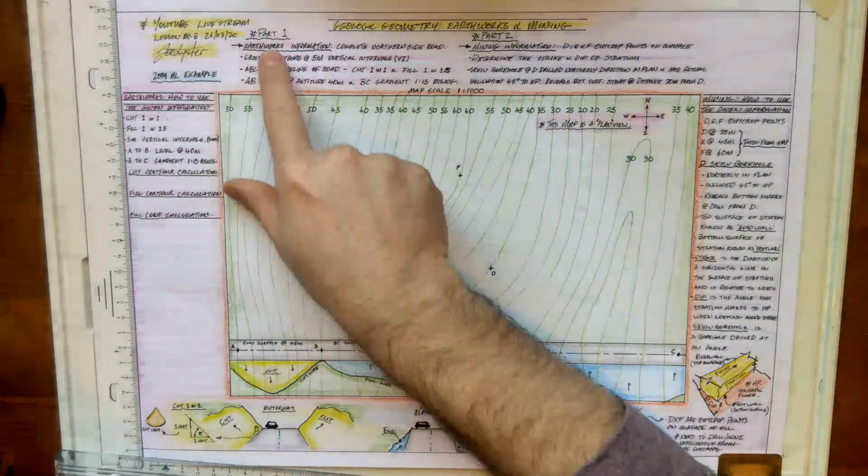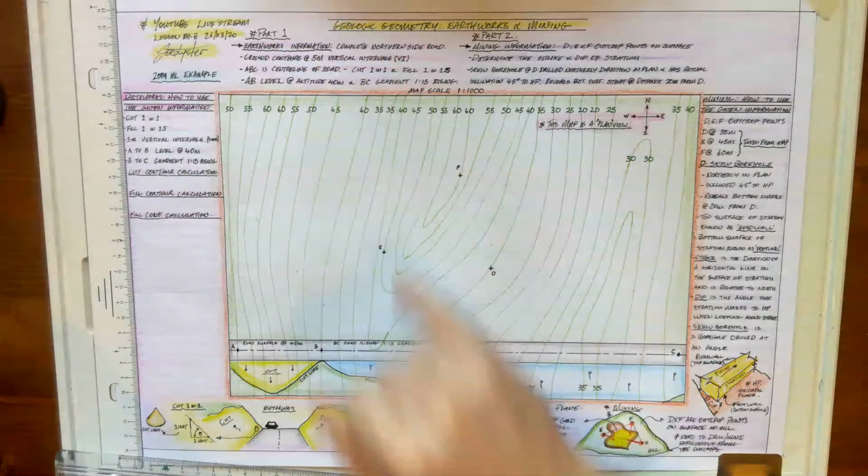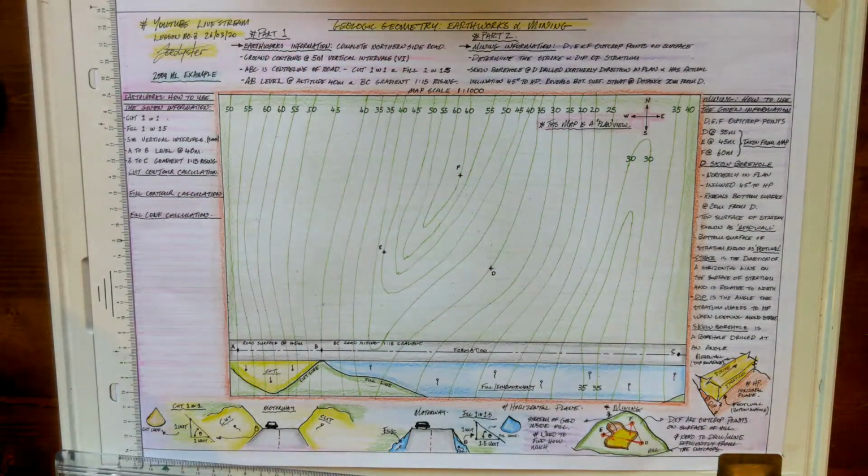What's given to us? Earthworks information. Complete northern side of road. Ground contours at 5 meter vertical intervals. ABC is the center line of the road. The cut, 1 and 1. Fill, 1 and 1.5. And AB is level at an altitude of 40. And BC has a gradient of 1 and 15 rising.